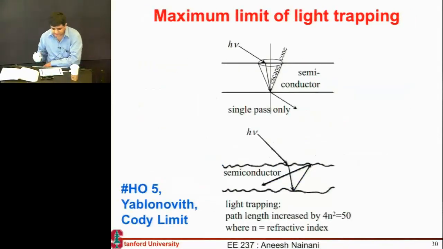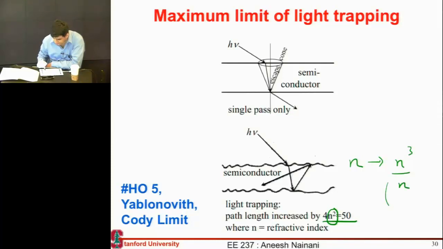So now let's turn to the question that Ben asked: what is this maximum limit of light trapping? As I already mentioned, it's given by 4n squared. This n squared comes because you have more modes available. Whenever you have a material with refractive index n, the density of states available for photons goes up by n cubed, and then the angle goes down by n. So you usually have n squared modes available for these photons. So this n squared factor comes from that.